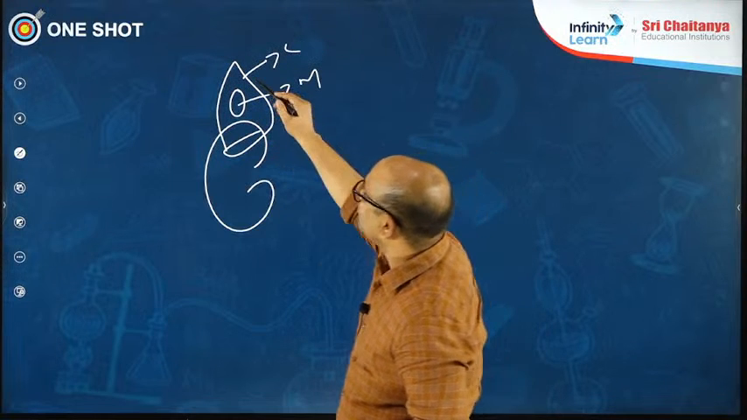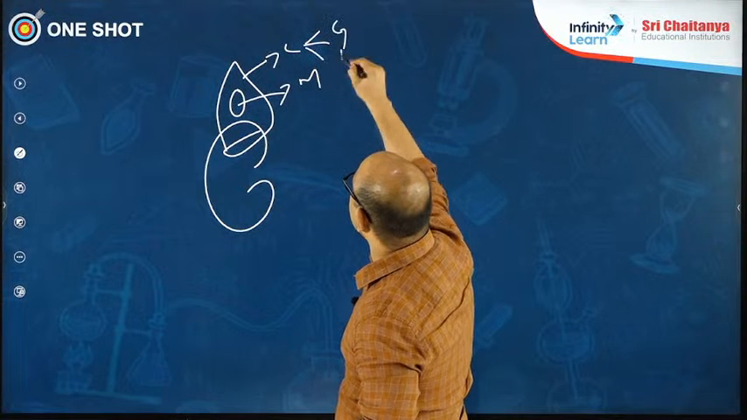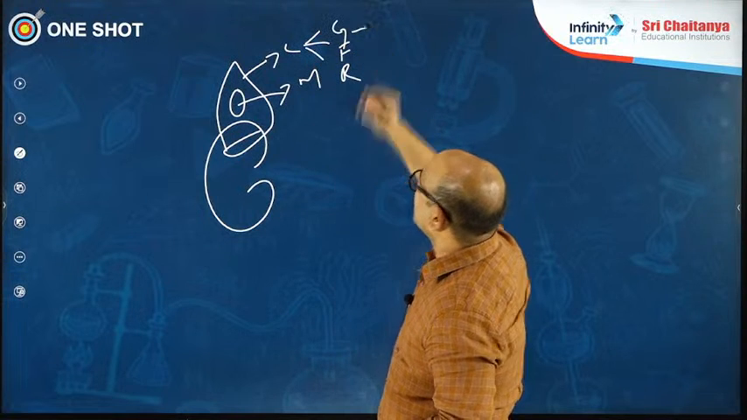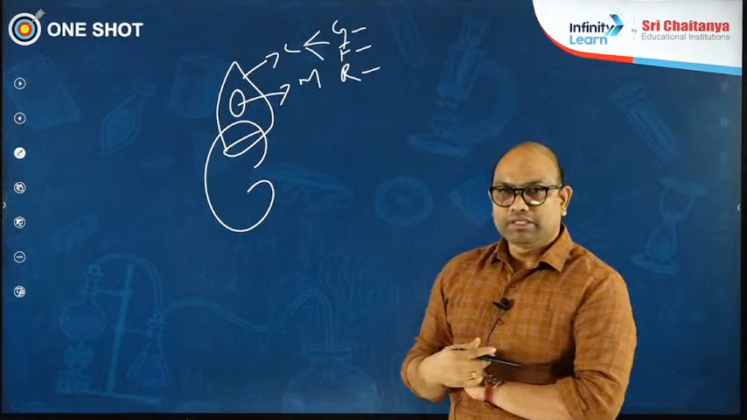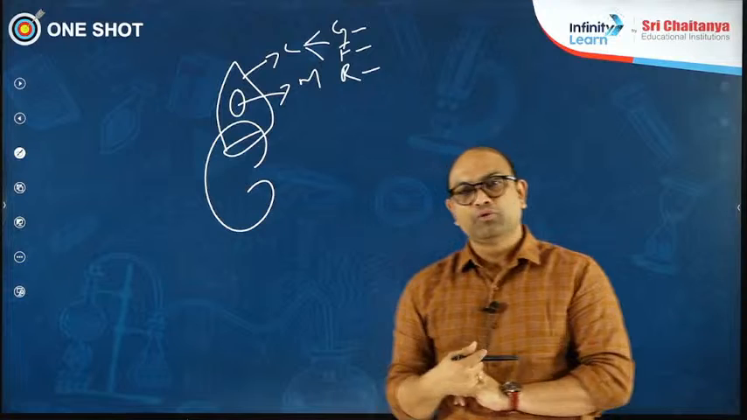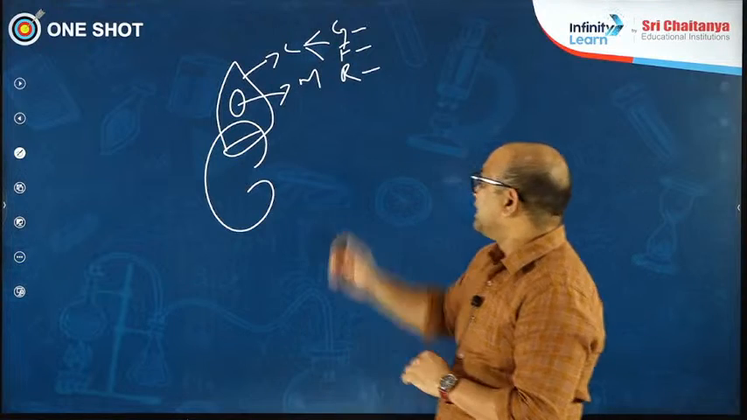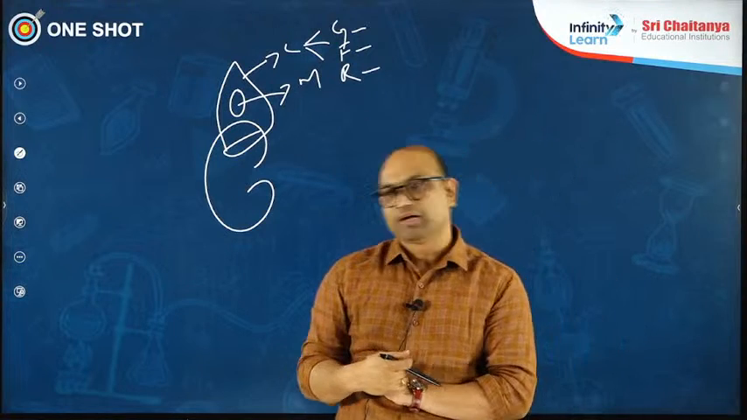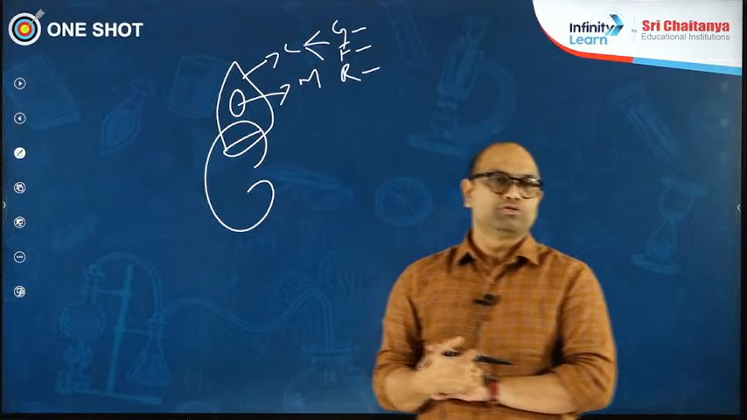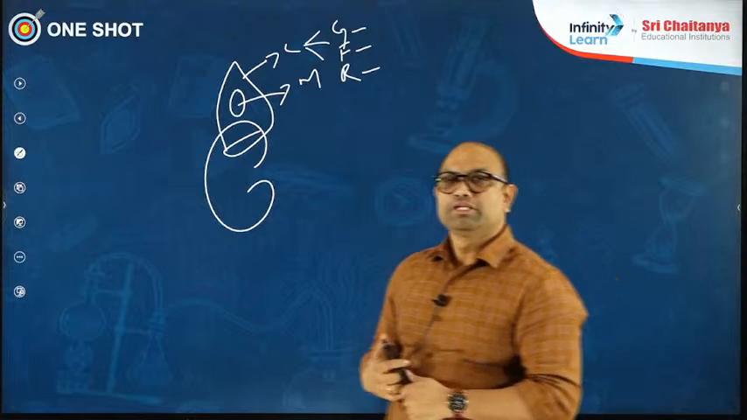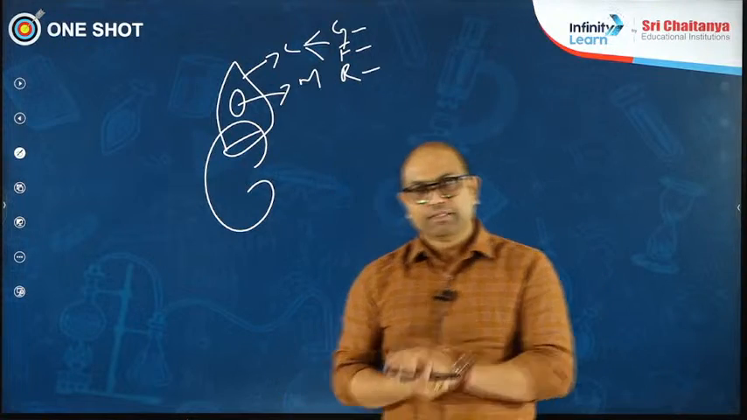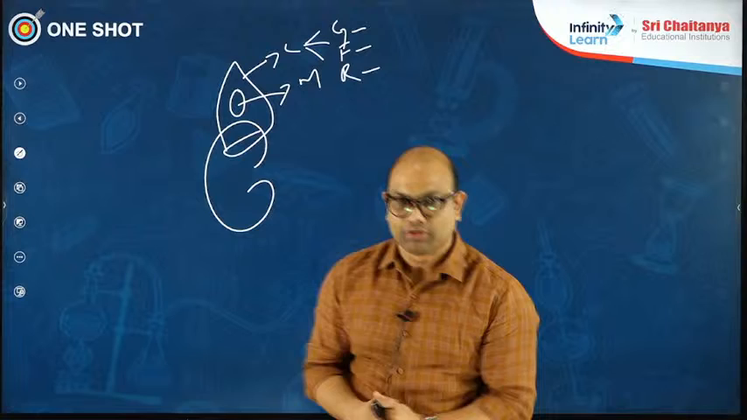The cortex outer to inner is having 3 zones, G, F, R, zona glomerulosa, zona fasciculata, zona reticularis, and all these three collectively produce the hormones called corticosteroids. And adrenal medulla produces amino acid derivative hormones called epinephrine and norepinephrine, also known as adrenaline and noradrenaline. When we talk about the glomerulosa, glomerulosa produces some mineralocorticoids. The principal mineralocorticoid is aldosterone.